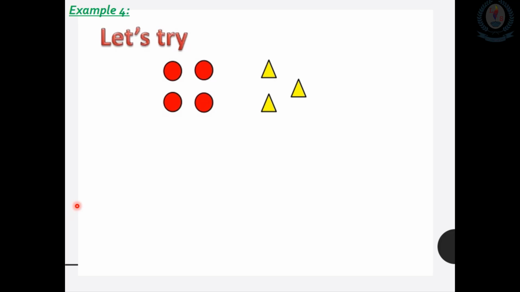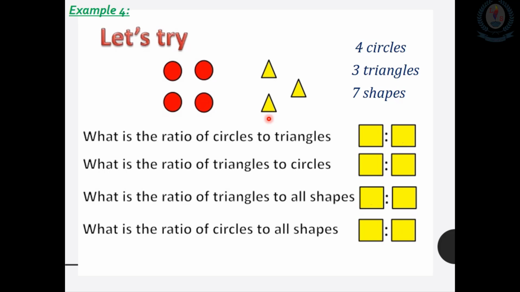Let's try this too. What can be seen here, children? Yes, we can see there are 4 circles and 3 triangles. So, altogether how many shapes are there? Yes, altogether there are 7 shapes. Then, these are the questions given for you. What is the ratio of circles to triangles? There are 4 circles and 3 triangles. So the ratio of the number of circles to triangles is 4 to 3.